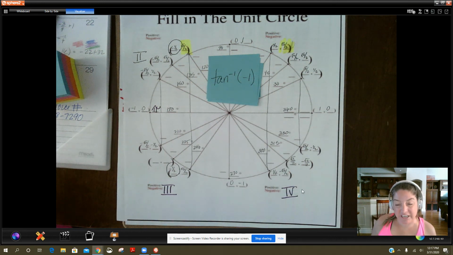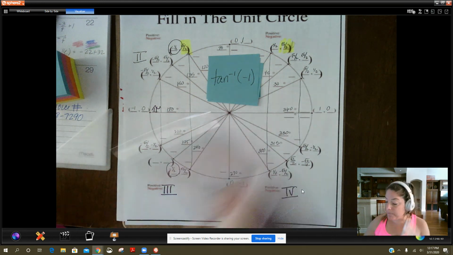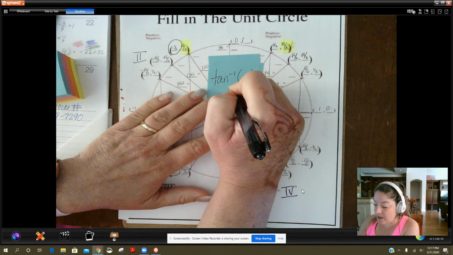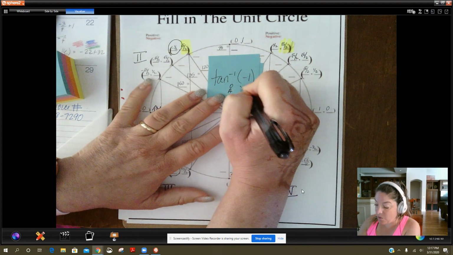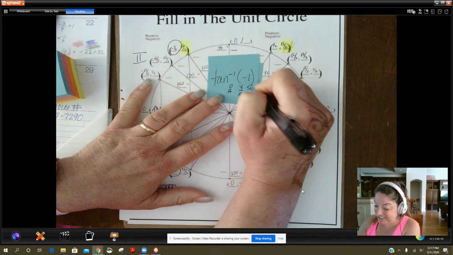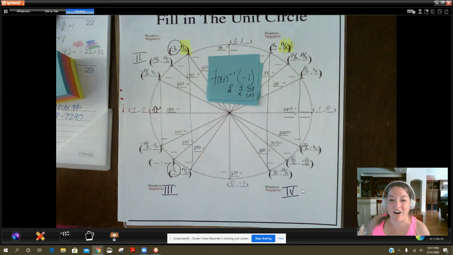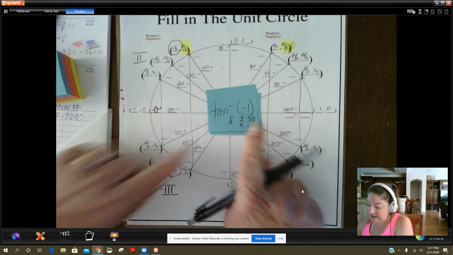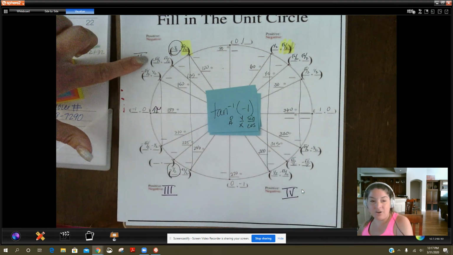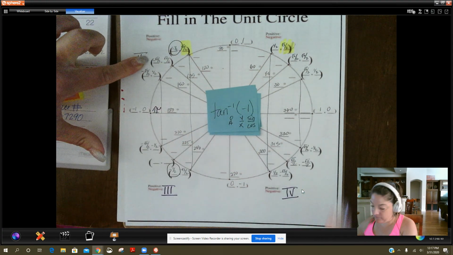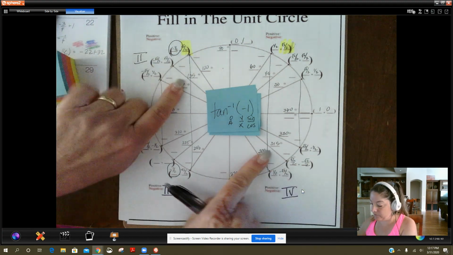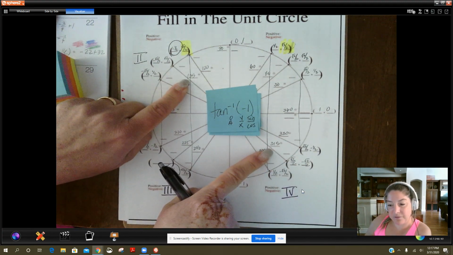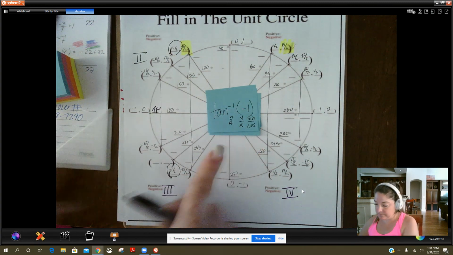When is the tangent -1? So remember, tangent is going to be opposite over adjacent, y over x, sine over cosine. They're all going to give you the same answer. When is the tangent -1? Well, it's going to be when you have one positive and one negative, and one positive and one negative. So at either 135 or 315. Okay.